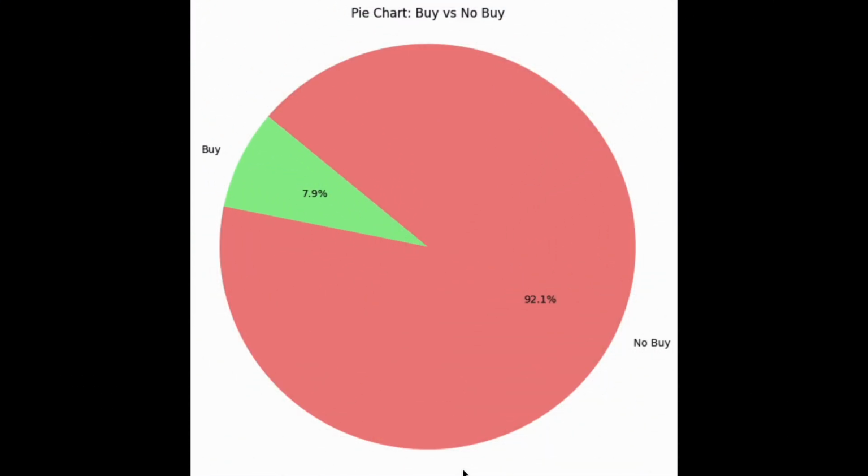This pie chart shows the amount of people who are eligible to buy a house versus the people who are not eligible to buy a house. So using this Jupyter notebook, how we got the 7.9% and 92.1%. And this is again based on the 10,000 data points that we had.